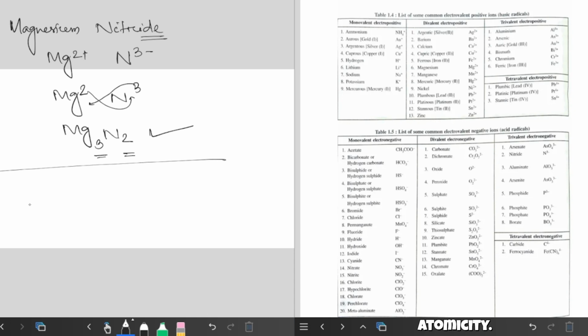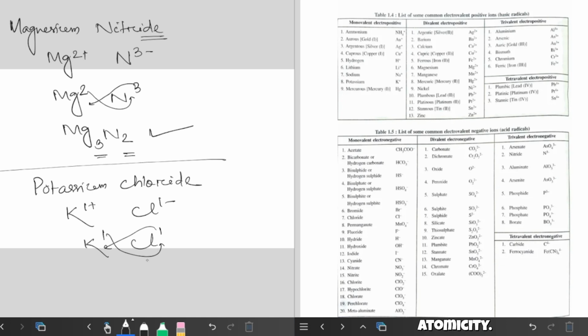So the molecular formula will be simply like this, okay. Next, if I write potassium chloride or fluoride, whatever you write, this will be K1 plus, Cl1 minus, then I can write K1 Cl1. This one will come here, this one will go there, so it will be K1 Cl1 or simply KCl. So this is the molecular formula of potassium chloride.